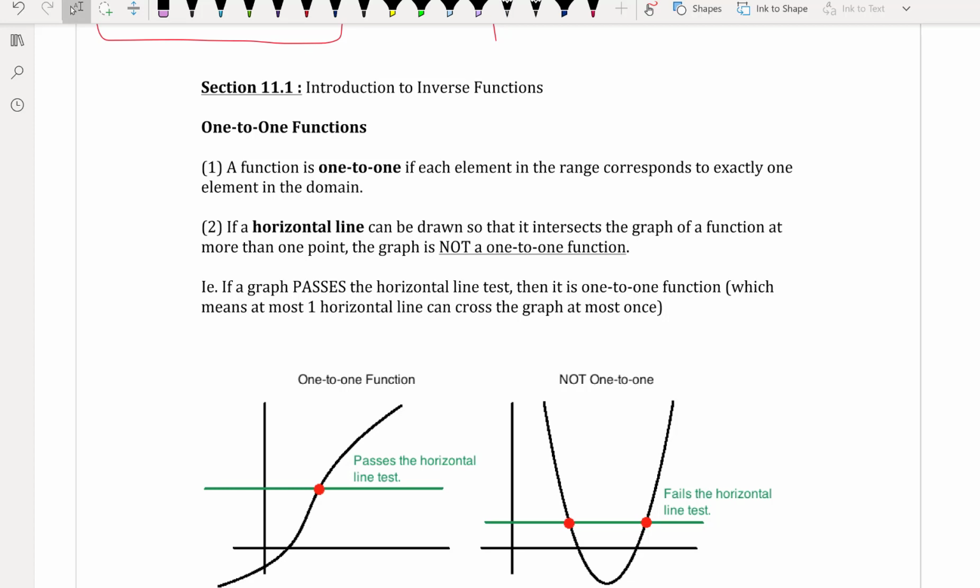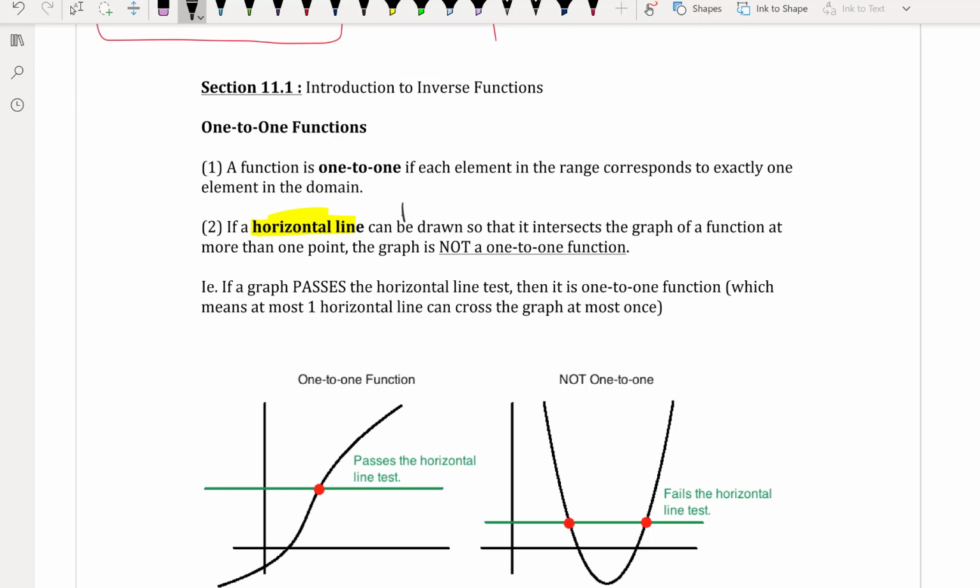Okay? If a horizontal line can be drawn so that it intersects the graph of a function at more than one point, the graph is not a one-to-one function. If a graph passes the horizontal line test, then it is a one-to-one function, which means at most one horizontal line can cross the graph at most once. So we really try to use this horizontal line test, okay?